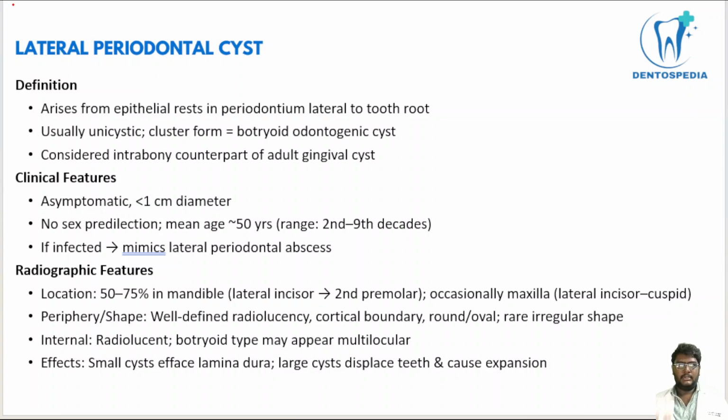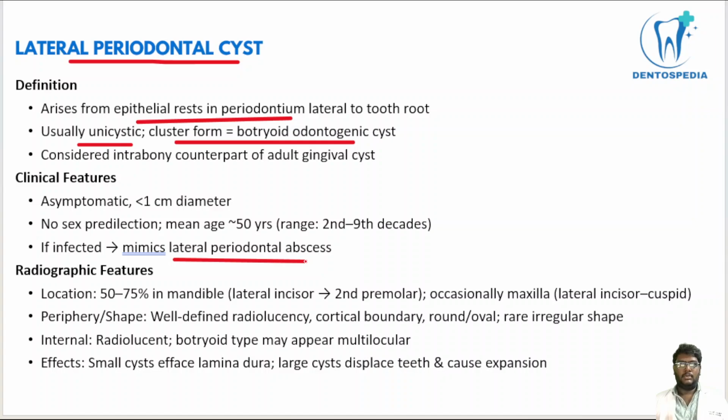Coming to another important cyst, that is lateral periodontal cyst. It commonly arises from the epithelial rests of the odontogenic epithelium present in the periodontium. It is usually unicystic. Sometimes they appear in cluster form, and that variant is called botryoid odontogenic cyst. It mimics a lateral periodontal abscess, so we have to clearly differentiate between these two.